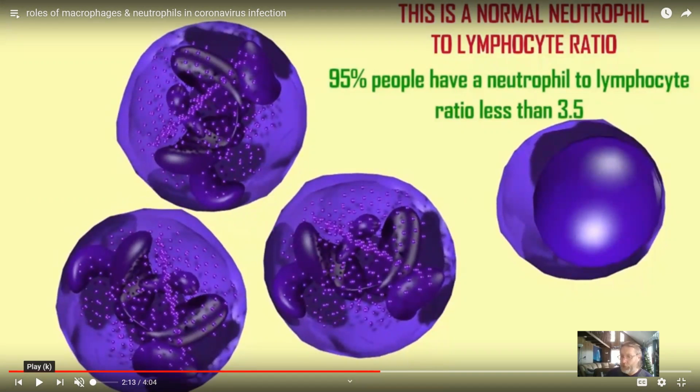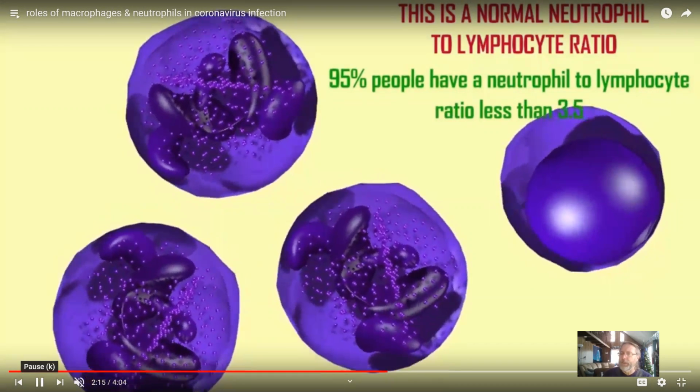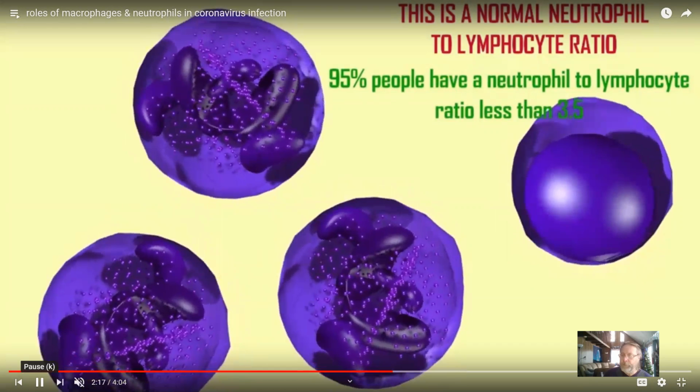So you could count the number of neutrophils to lymphocytes and look at the ratio. Healthy people, 95% of the time, have a ratio less than 3.5. So for every lymphocyte in your blood right now, you may have maybe 3 or maybe 2 neutrophils. So neutrophils outnumber lymphocytes in healthy blood by a factor of 2, 3 or something. In almost everybody, it's less than 3.5.